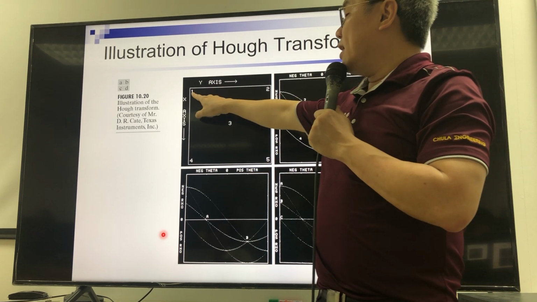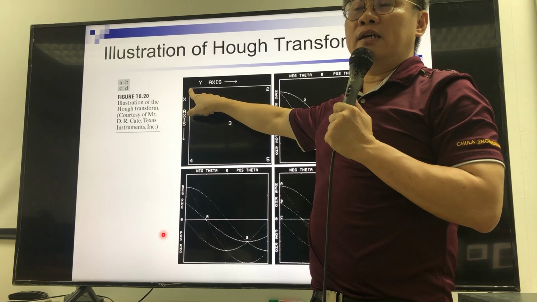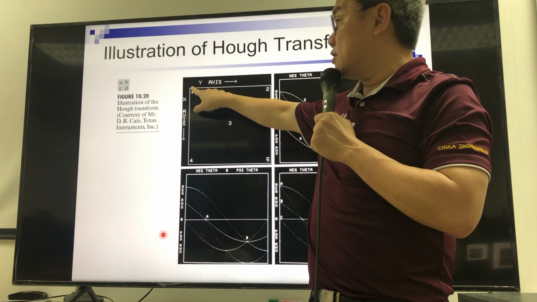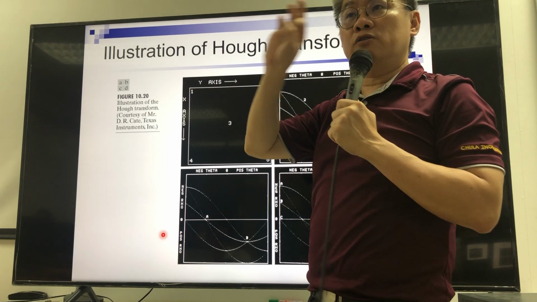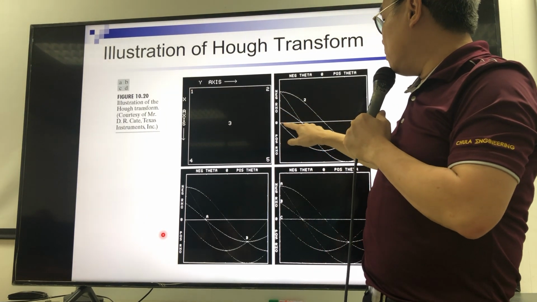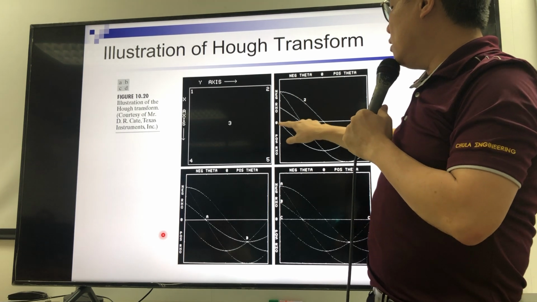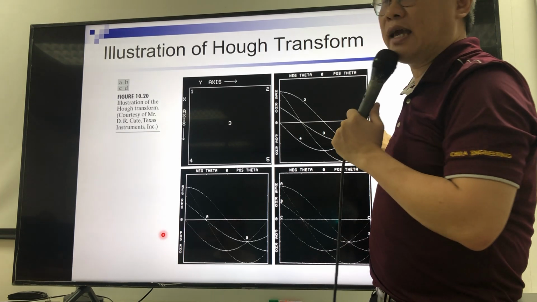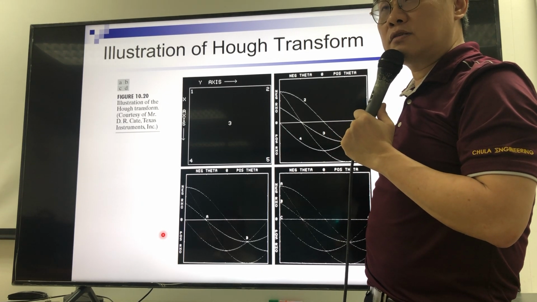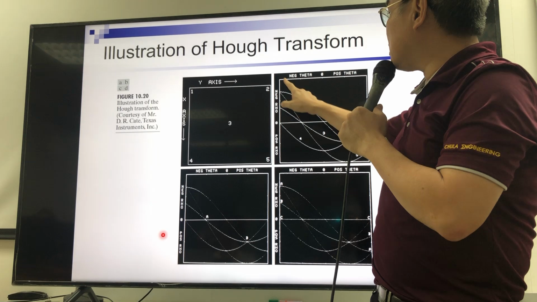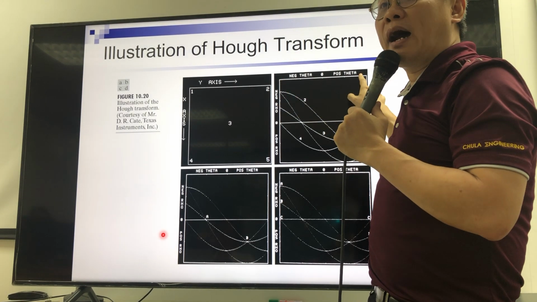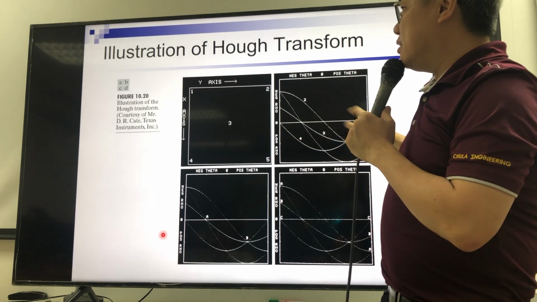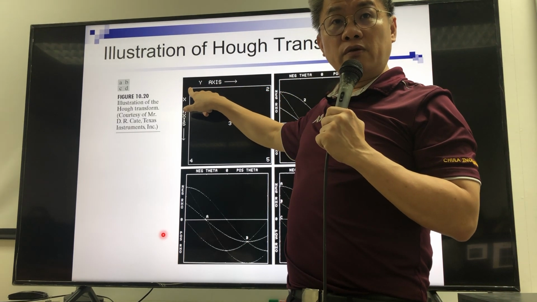Point 1 is where rho is 0 and theta is 0, because it's at the origin. Actually, rho is 0 and theta is everywhere from 0 to 2 pi, or 0 to pi, or in this case they use negative pi to pi. So this is a straight line that represents the 0, 0 point.